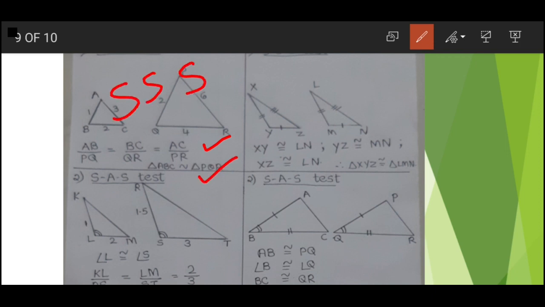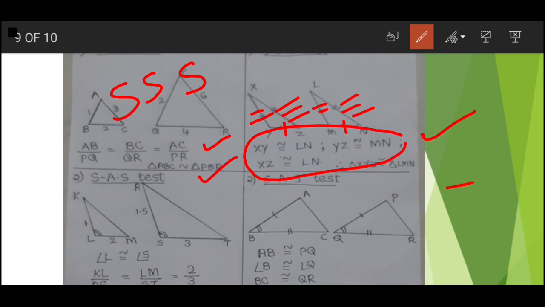Coming to congruence of triangles, the corresponding sides are congruent. You can see the symbol here. I have given 1 mark, here 2 marks and here 3 marks. Identical symbols are given, so the corresponding sides are congruent. So we can say that both the triangles are congruent by SSS test.